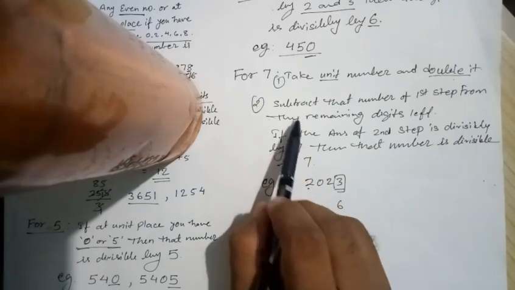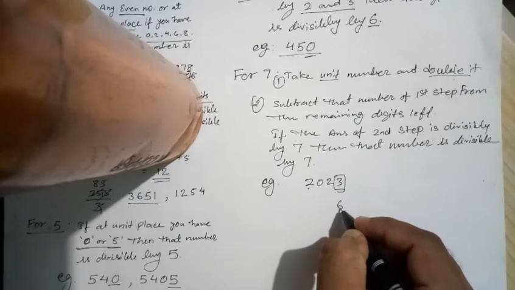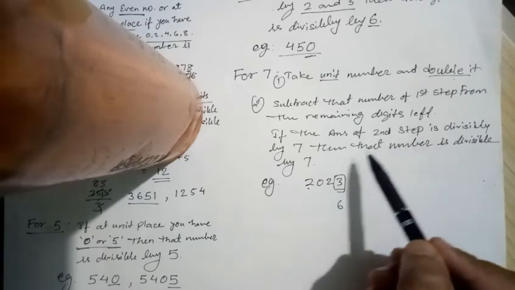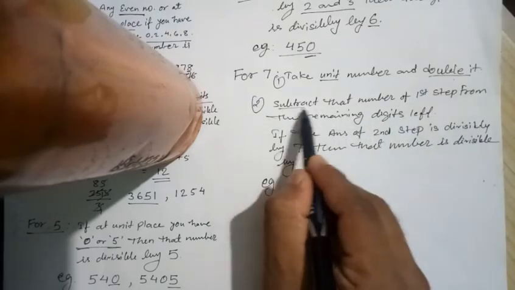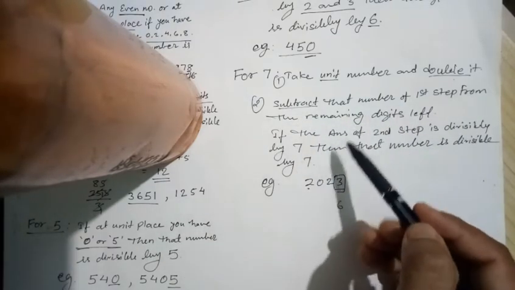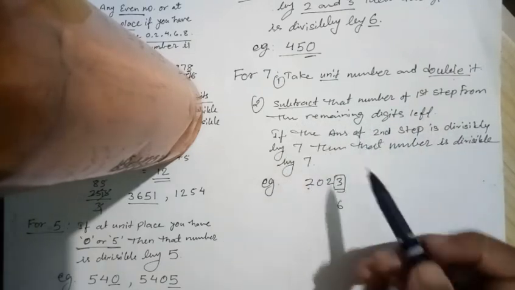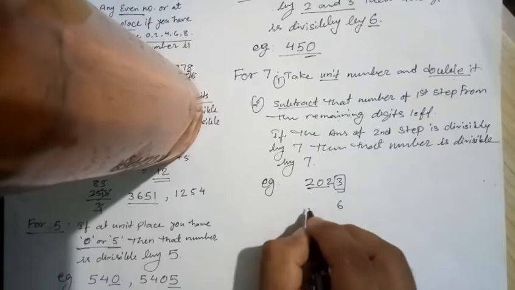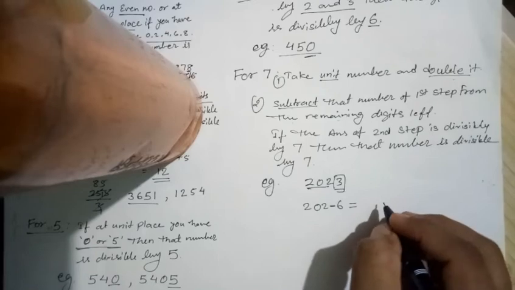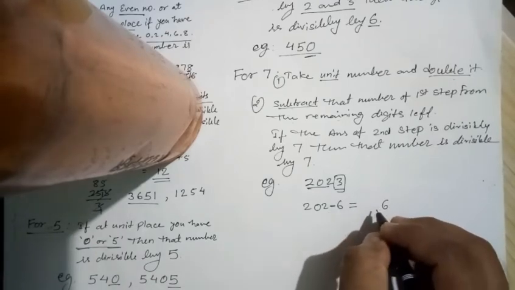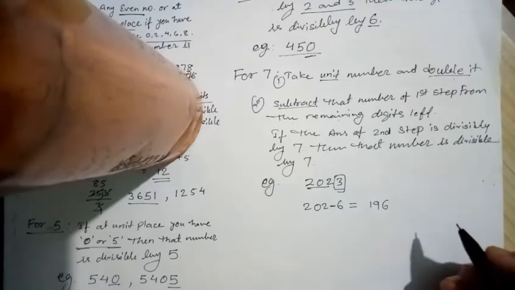Now what is next? Second step, subtract the number of the first step. What did we get? First step number 6 after doubling it, and subtract. Second step says to subtract this number from the remaining digits. What is the remaining digit here? 202. So 202 minus 6, the answer is 196. Now 196 is still a big number, right?